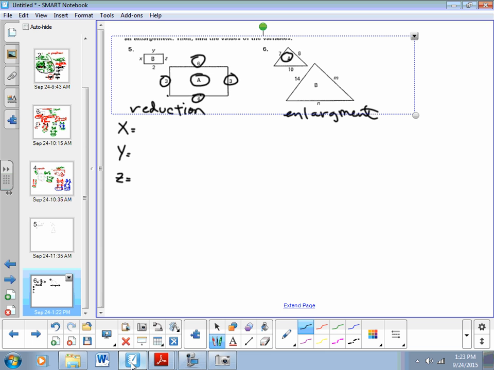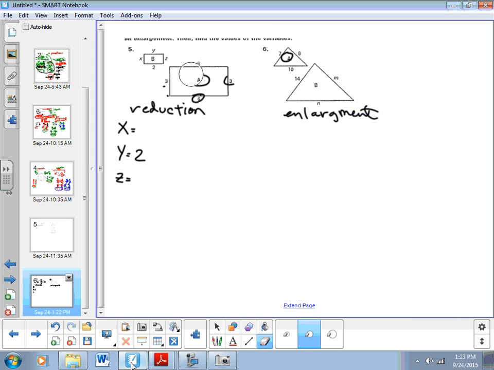Can you tell me any answers already? Or which one can you tell me? Y is equal to 2. You guys see it? Opposite sides of a rectangle are always equal. So you already know that answer. Okay? Now, the next part is, how do I get the other answers?